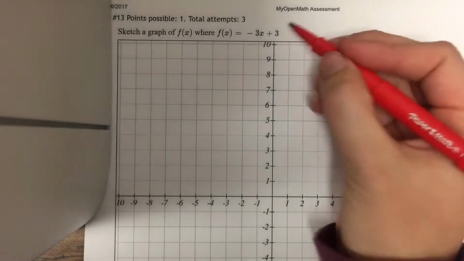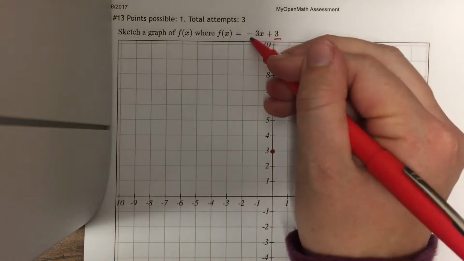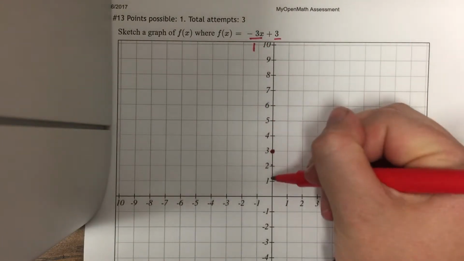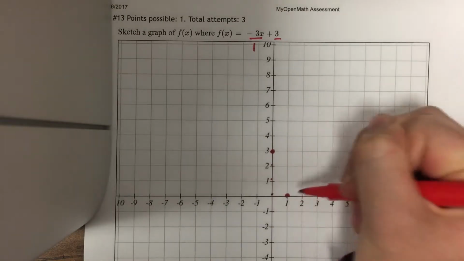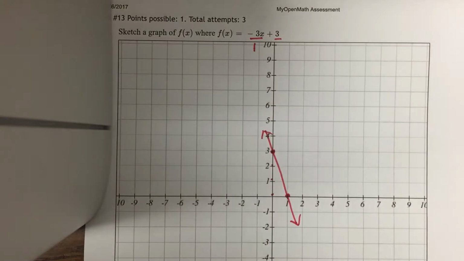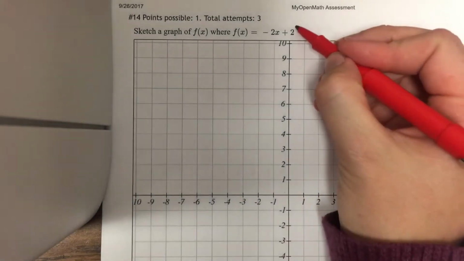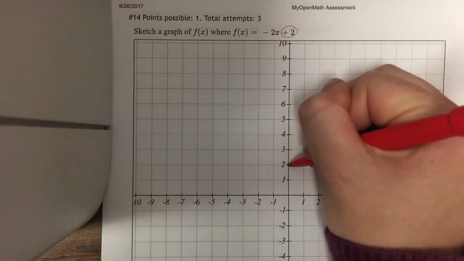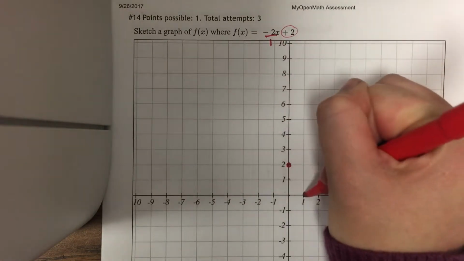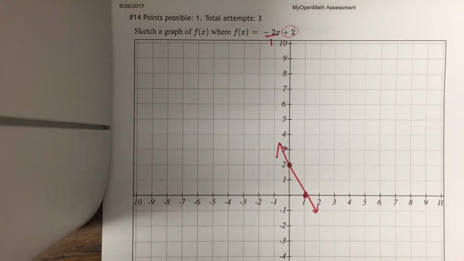Oh, I jinxed it. Y-intercept is 3. Our slope is down 3 over 1. So down 3, 1, 2, 3, over 1. That one's a little bit steeper. We have our y-intercept at 2. And our slope is negative 2 over 1, so we go down 2 over 1. Graph our line.